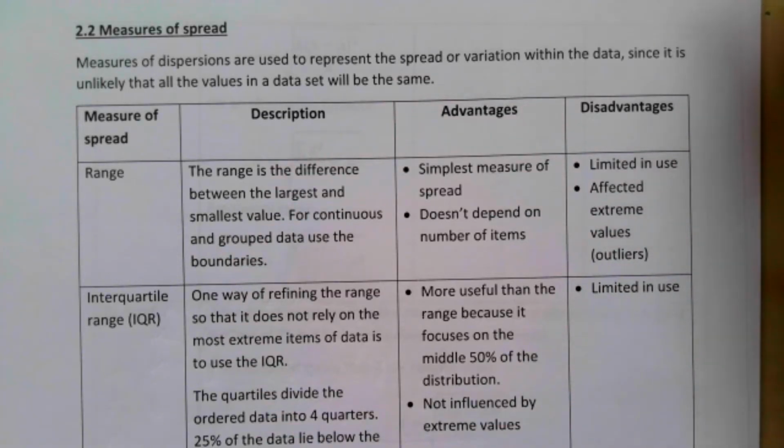This is AS Stats and we're on Unit 2, and it's 2.2. We're now looking at measures of spread. The first part was looking at measures of central tendency: mean, mode, median. Now it's how spread out the data is. So let's take a look at what we have here.